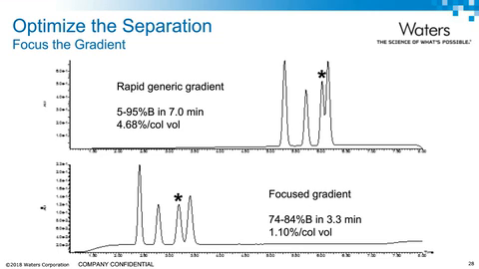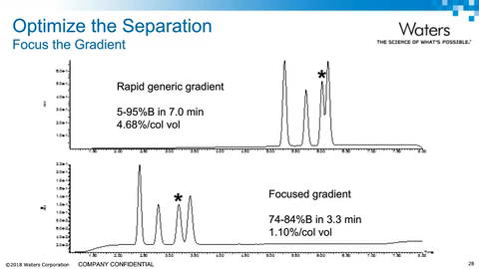You'll notice that I express my gradient slopes in percent change per column volume, and there's a reason for that. It's important to maintain the number of column volumes as we scale from analytical to prep and as we do our focusing to maintain our separation. If you use a gradient slope that is expressed in percent change per unit time, you will make a mistake and your sample will end up in the waste can. So I caution you to use percent change per column volume.